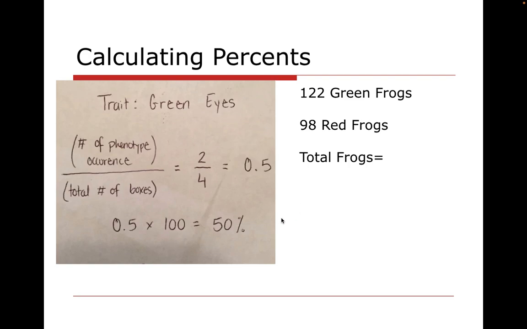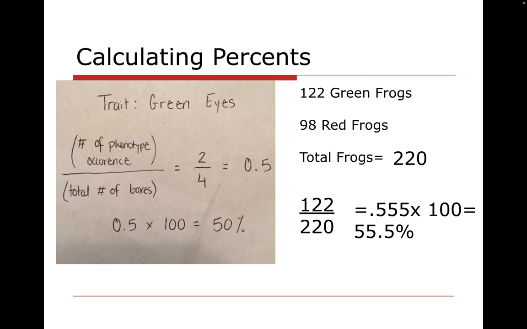Another example, let's say you have 122 green frogs and 98 red frogs, and you were looking for the percentage of green frogs. So again, you look at the number of the phenotype, which is 122, over the total frogs of 220. So 122 divided by 220. That should give you your answer of 0.55, times, again, 100 to convert it to the percentage. So the answer should be 55.5 percent green frogs.